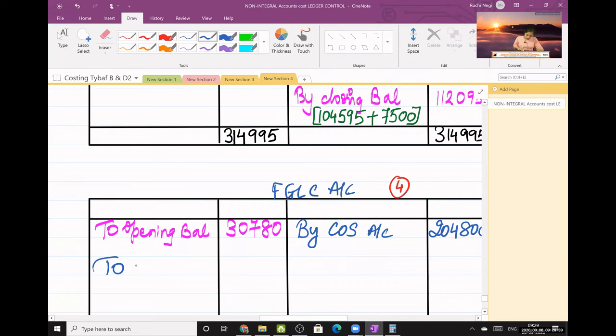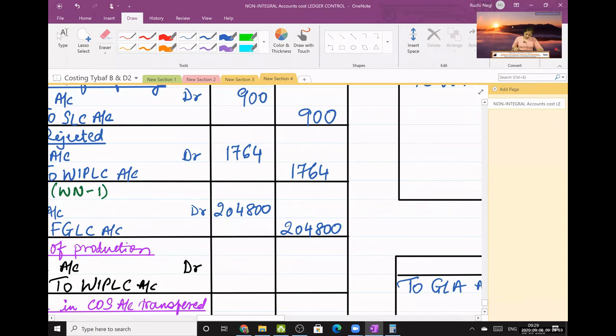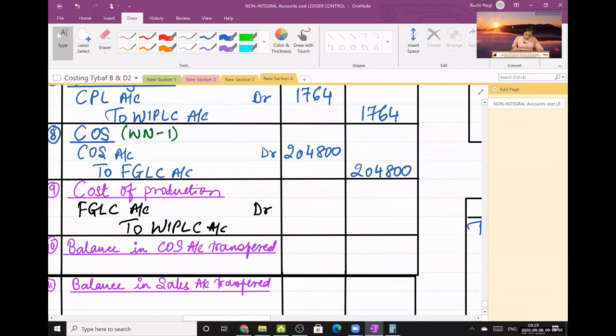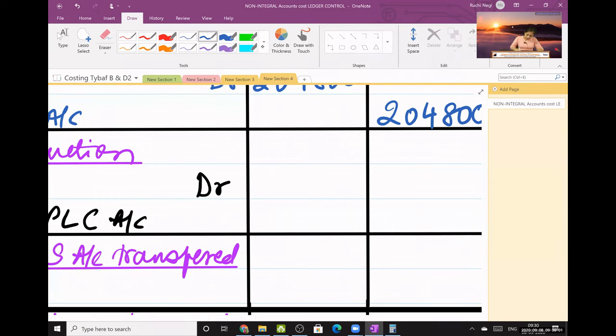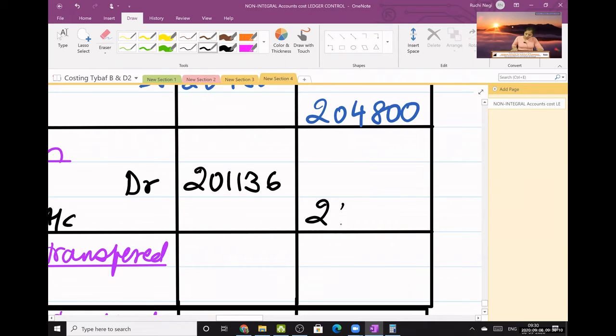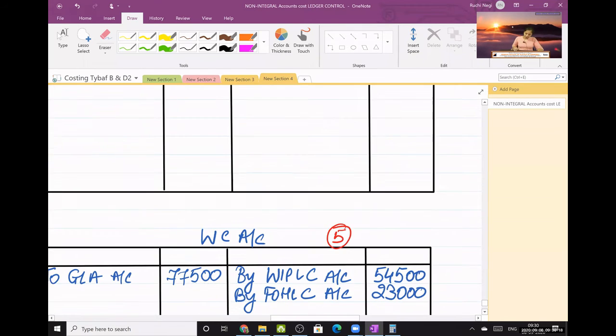So WIP ledger control account, 2,01,136. And write it in the journal entry also. Yeah, finished goods ledger to WIP. Right. 2,01,136. Okay. Next. This is done too.